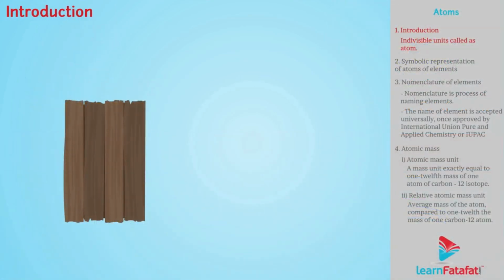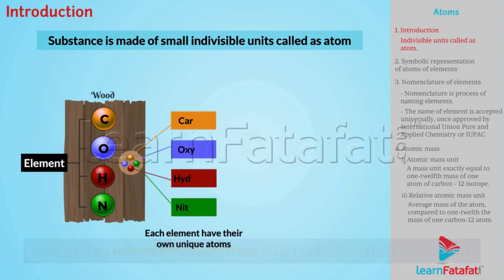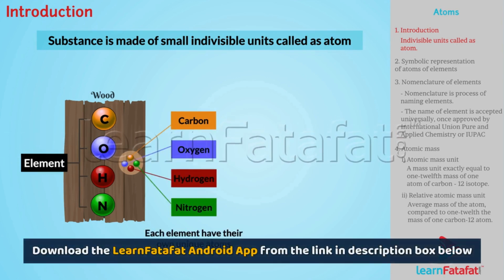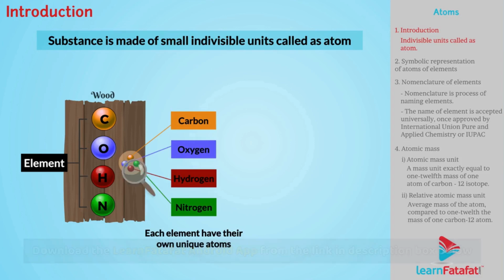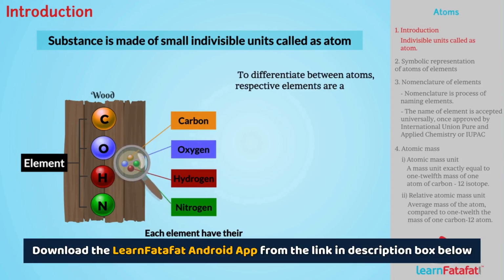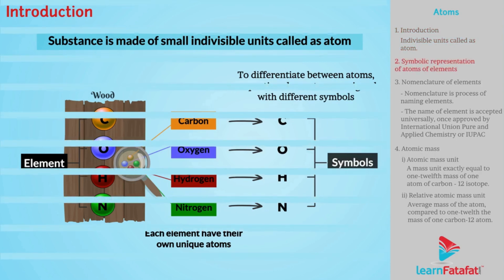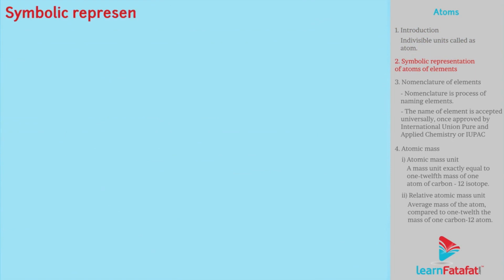Dear students, substance is made of small indivisible units called atoms. Each element has its own unique atoms. So, in order to differentiate between atoms, elements are assigned different symbols. Here we are going to learn the symbolic representation of atoms of elements.